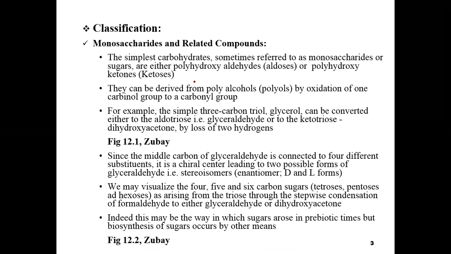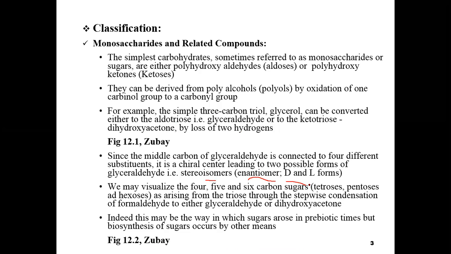This chiral center may lead to two different forms, which are called stereoisomers, or enantiomers. It may be present in the D form or the L form. You can call it the dextrorotatory or the levorotatory form.